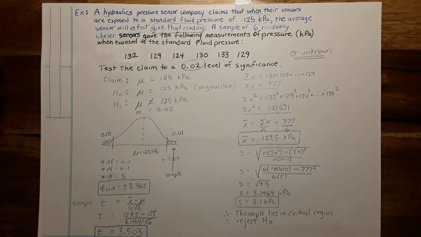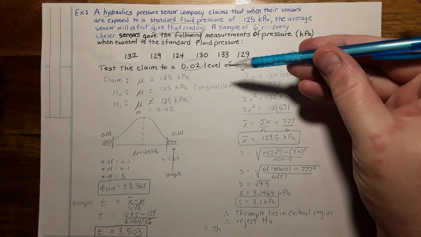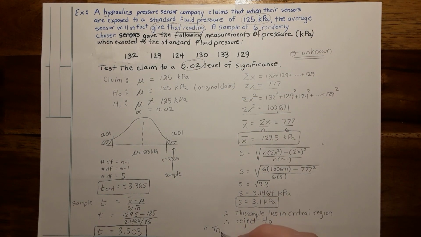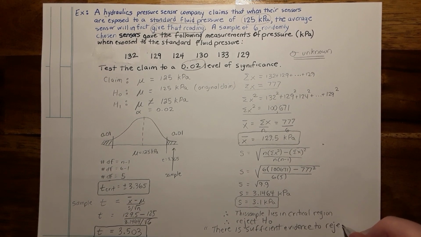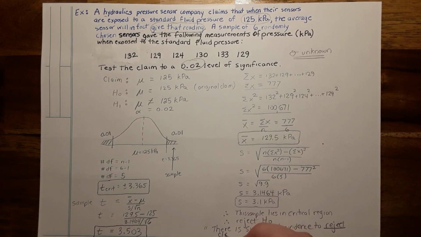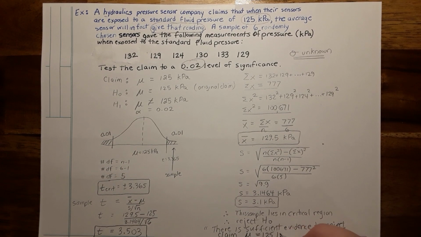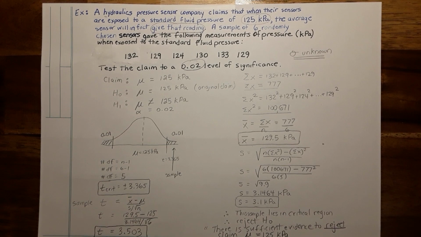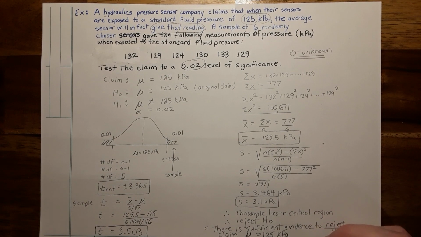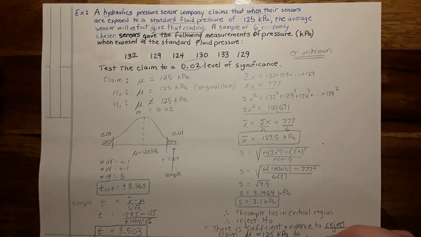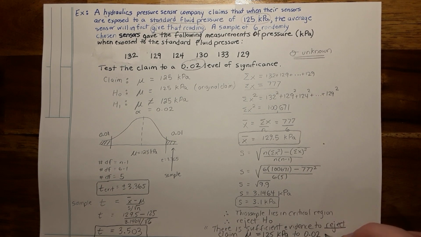If we reject the null hypothesis, then our conclusion has to be this. Because the original claim is the null hypothesis, there is sufficient evidence to reject the claim that the average value equals 125 kilopascals. So there's sufficient evidence to reject that claim to a 0.02 significance level.